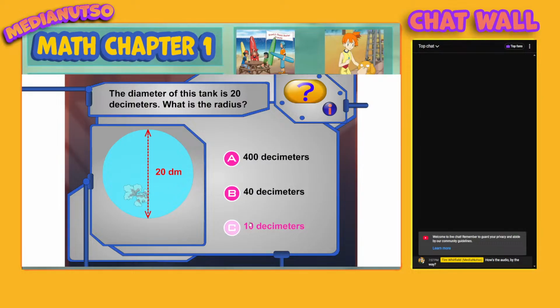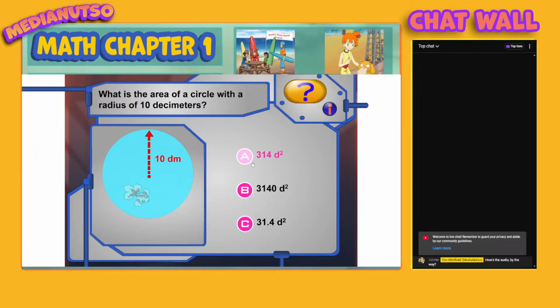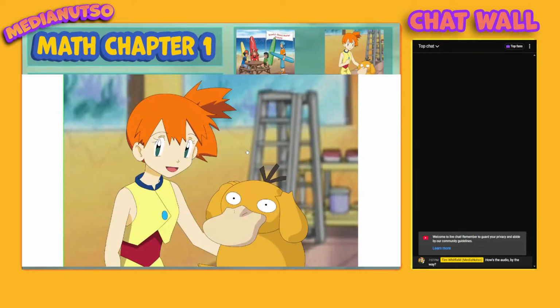Right. The radius is half of the diameter, or 10 decimeters. What is 10 decimeters squared? Right. 10 multiplied by itself is 100. What is the area of a circle with a radius of 10 decimeters? Right. The radius squared is 100, and 100 pi is 314. You guys did great.